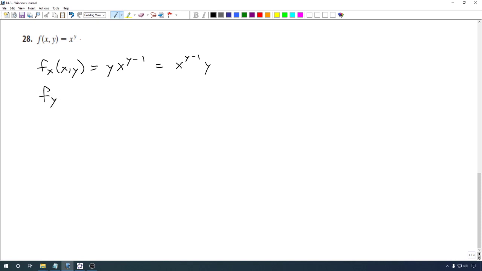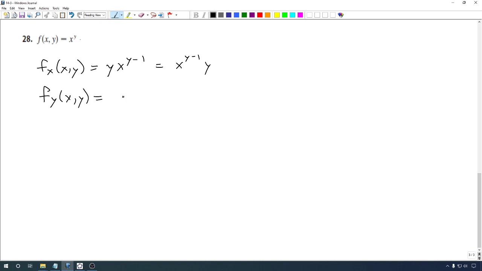What about f sub y? Well, this time, x is being treated as a constant. So this is a constant value to the y power. That's an exponential function where the base is equal to x. Think of it as e to the x, except our variable is y instead of x, and we're using something other than e for the base.